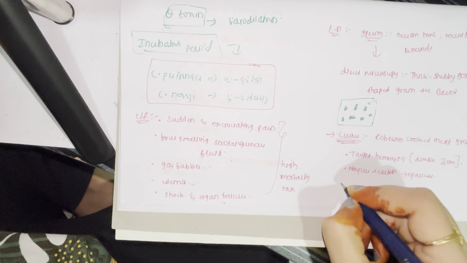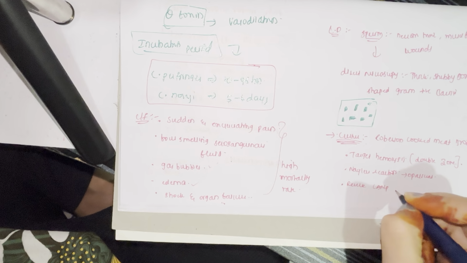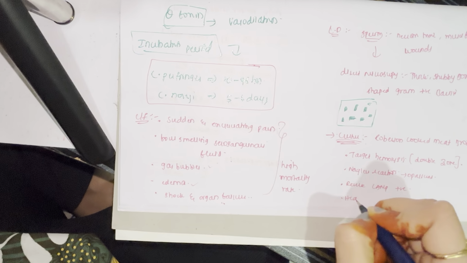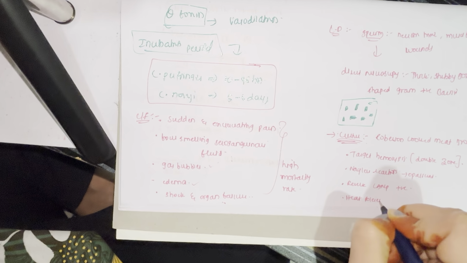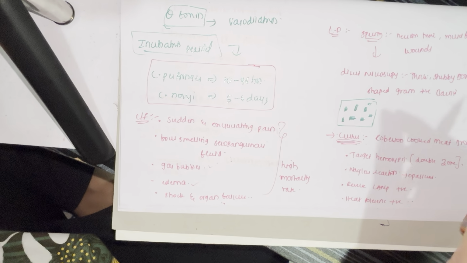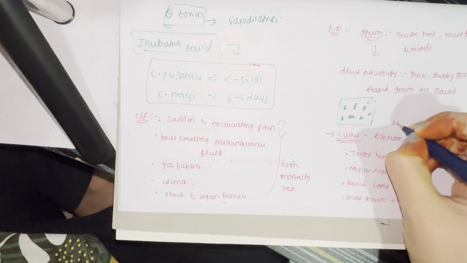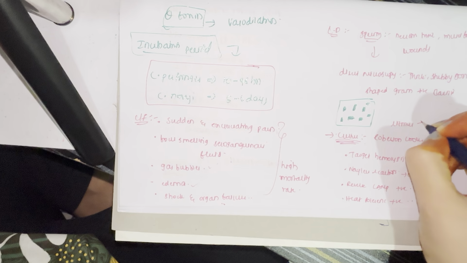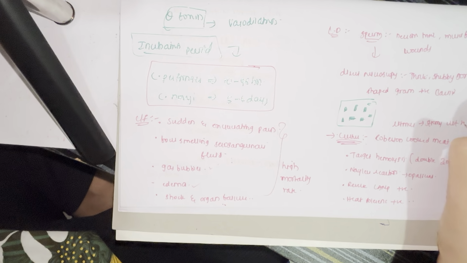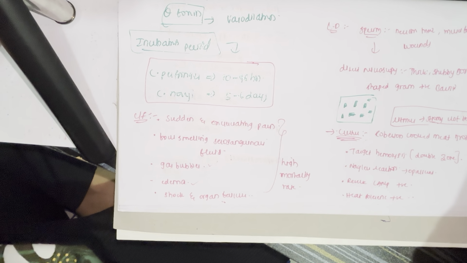Another one is the reverse CAMP test, which is positive, and heat tolerance is positive. And in litmus milk, it will produce a stormy clot reaction. So these are all the things you need to do.